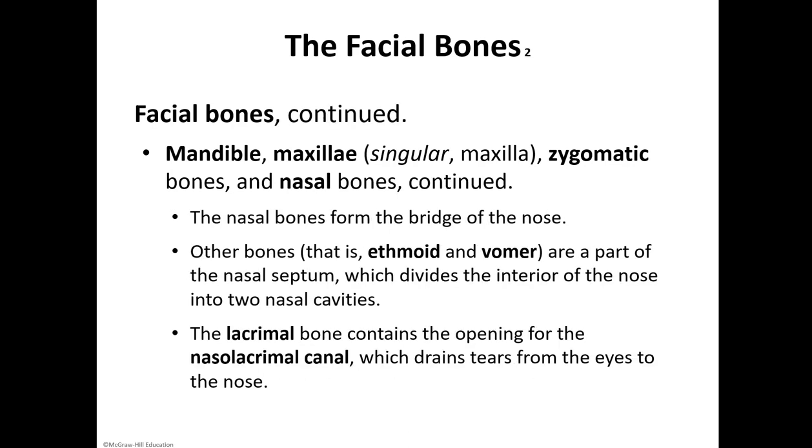The nasal bones also form the bridge of the nose. Other bones, like the ethmoid and vomer, are part of the nasal septum, which divides the interior of the nose into 2 nasal cavities. The lacrimal bone is the opening for the nasolacrimal canal, where the tears drain from the eyes to the nose.